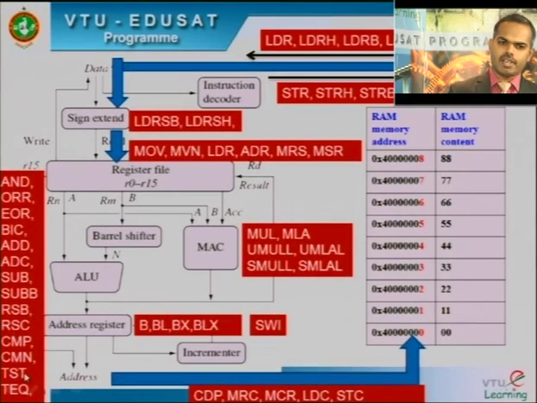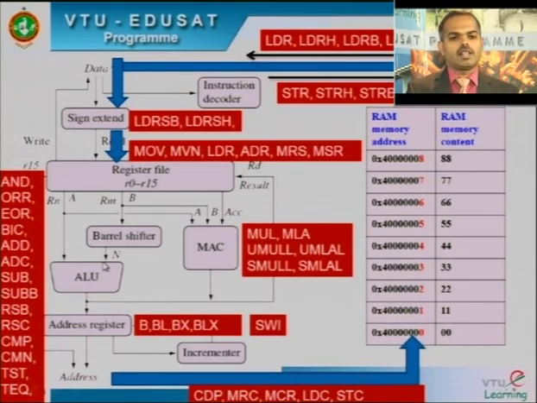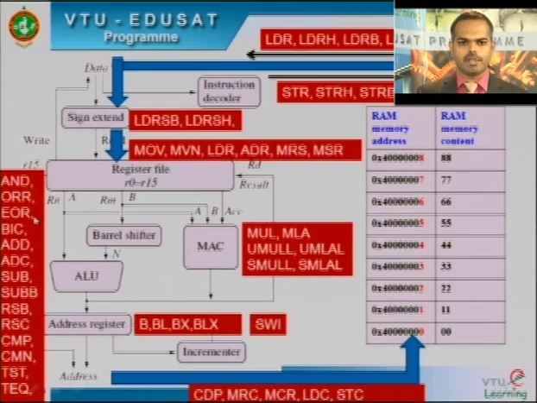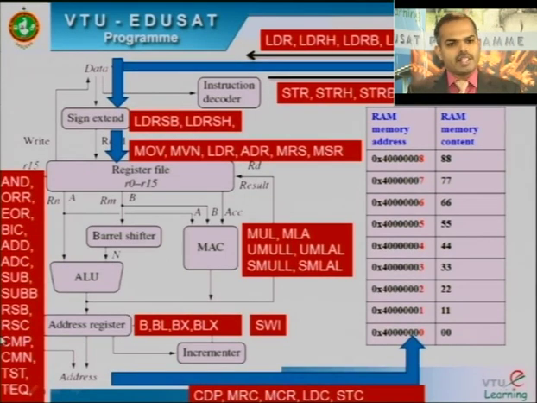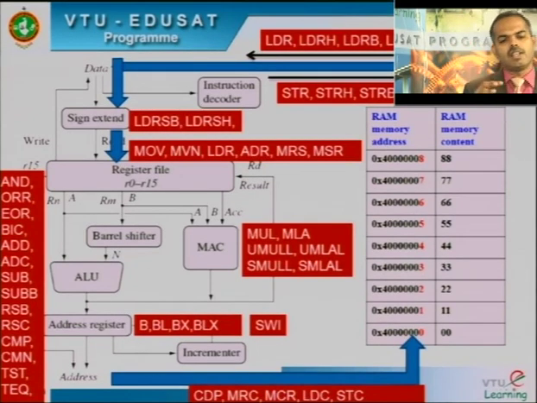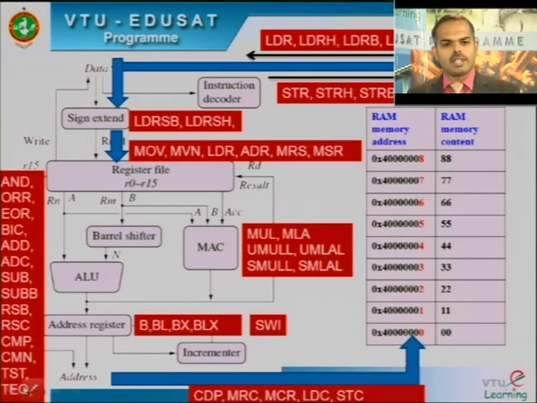TST is for test a bit, test for the bit. TEQ is for test for equality. The TST instruction will execute with the help of the AND instruction. The TEQ instruction will execute with the help of the EOR instruction. What is the point that we need to remember in the compare instructions? Compare instructions do not update a destination register, or the destination register here is the CPSR itself. So they affect only the CPSR register.